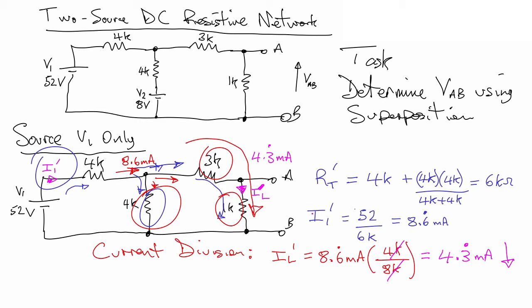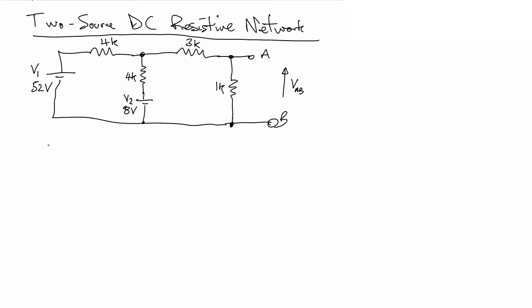Okay, so that's halfway through the problem. What we'd now like to be able to do is to determine the current flowing through the 1K resistor solely produced via V2, the second battery source. Okay, so source V2 only.